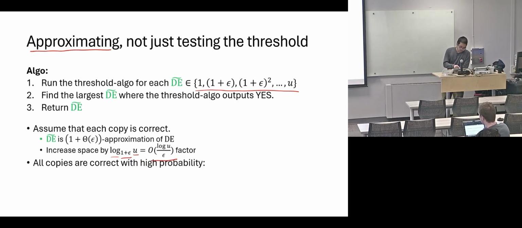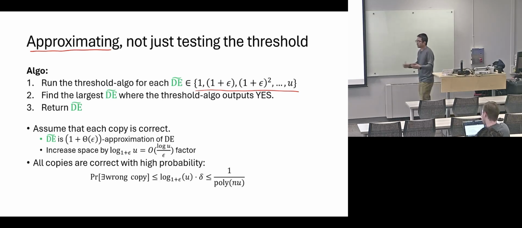And you actually can show easily that all copies will be correct with good probability. Why? Just use union bound right now. There are this many copies. The probability that there exists a wrong copy is just the number of copies times delta. But delta right now is tiny. Delta is really tiny. So it's just 1 over some big polynomial of u. Make sense?